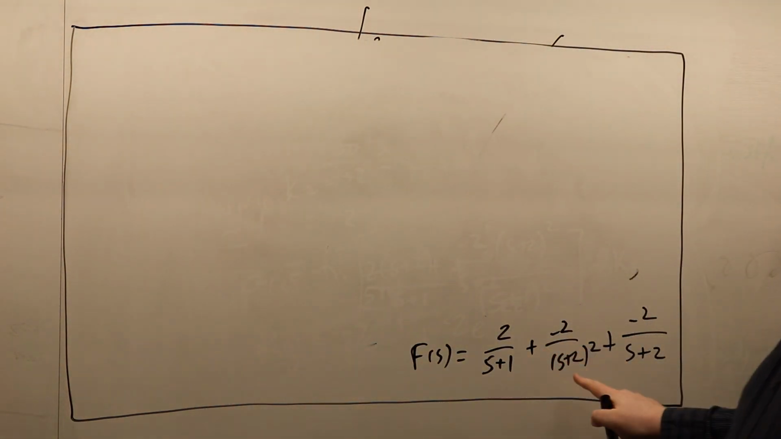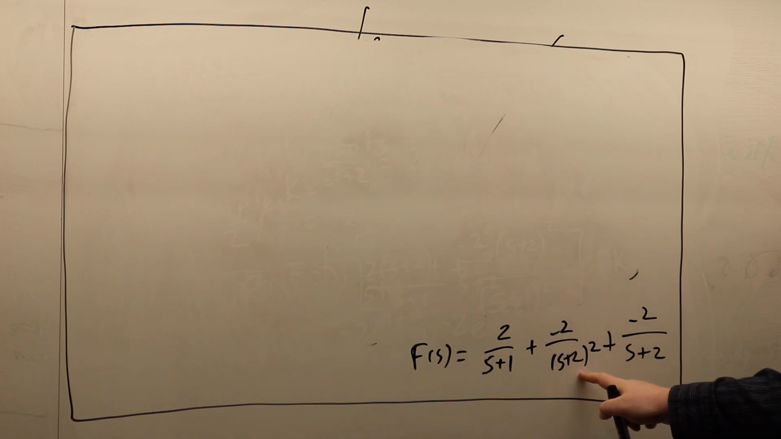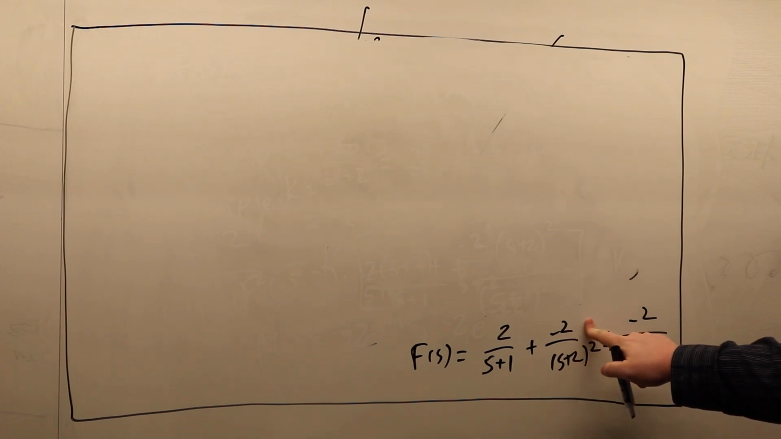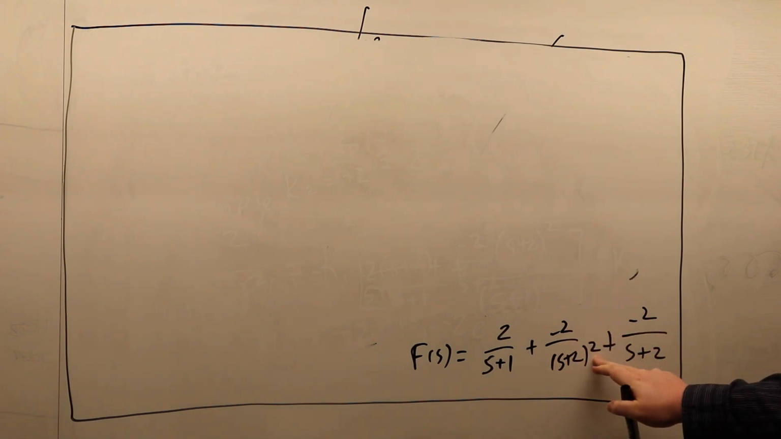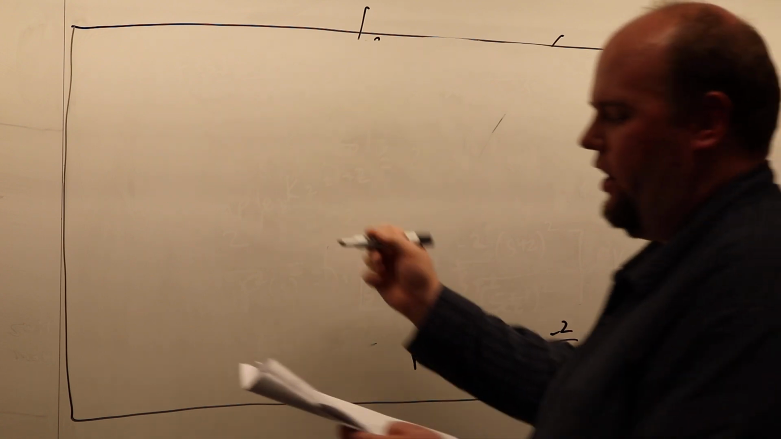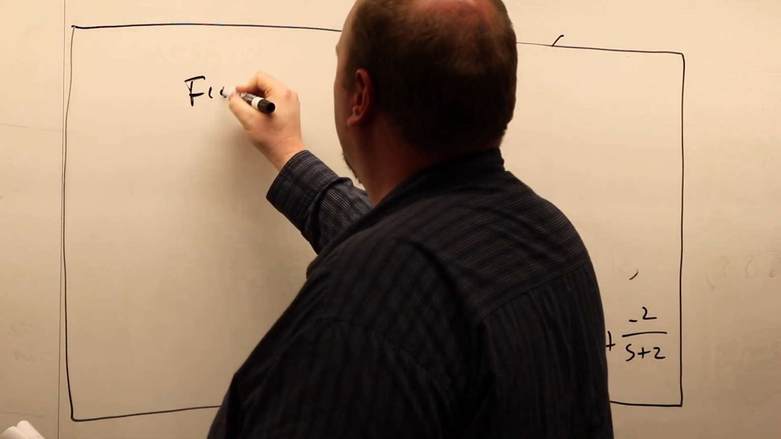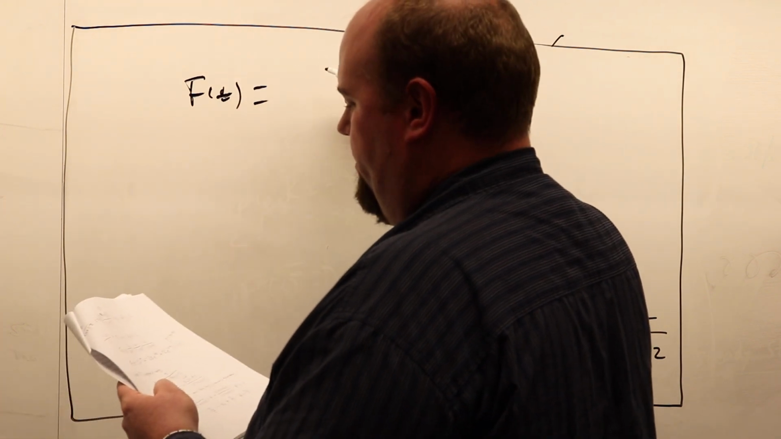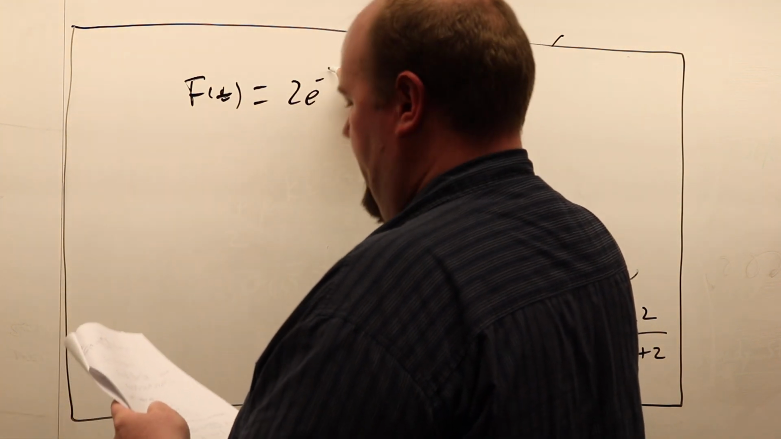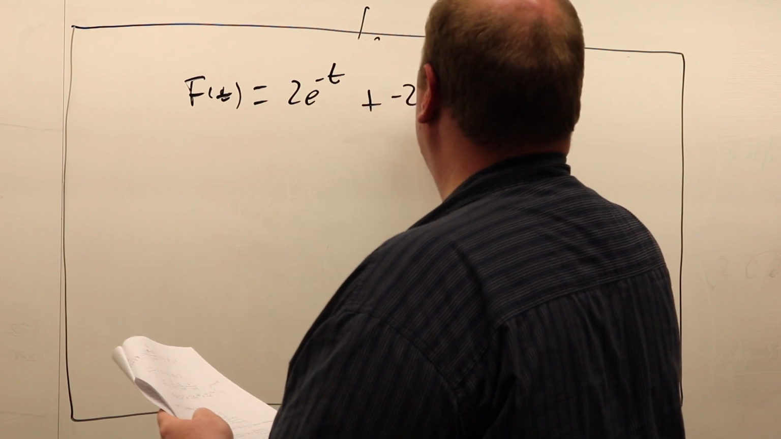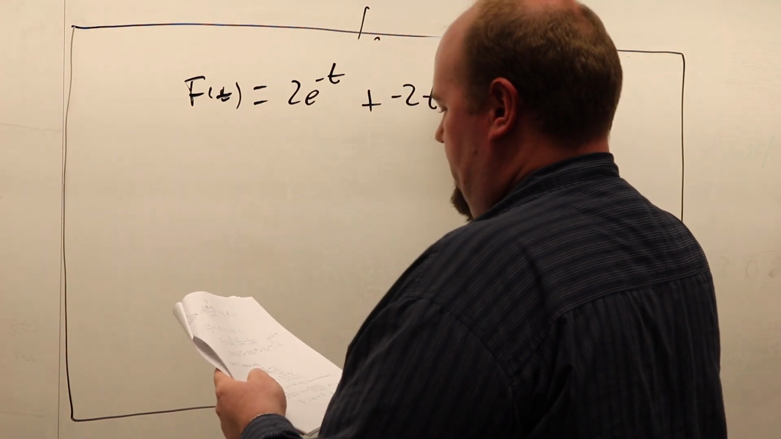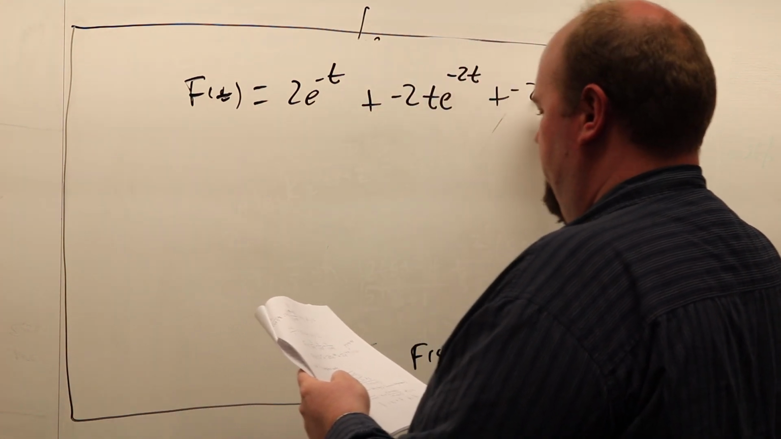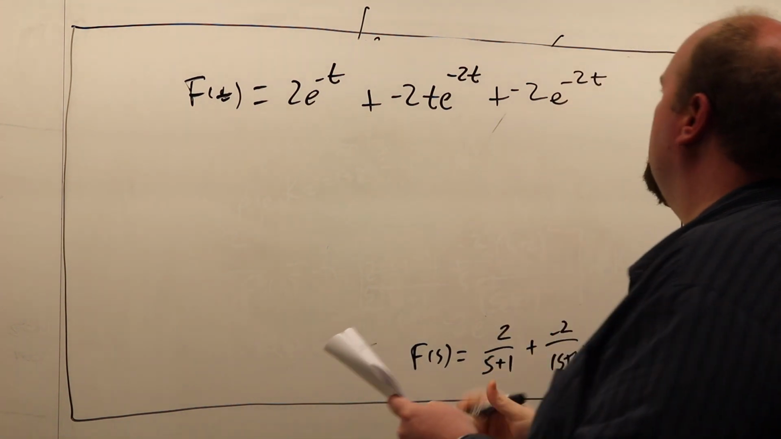We can just write that as, the only thing that's kind of tricky is the repeated root in the denominator. This term is just going to be -2, and because it's squared, it's going to be t times e to the -2t. So our overall expression, f of t, is going to be 2e to the -t plus -2t e to the -2t plus -2e to the -2t.